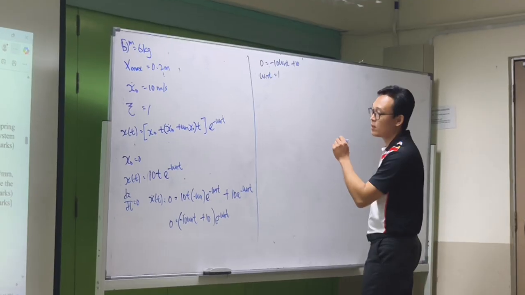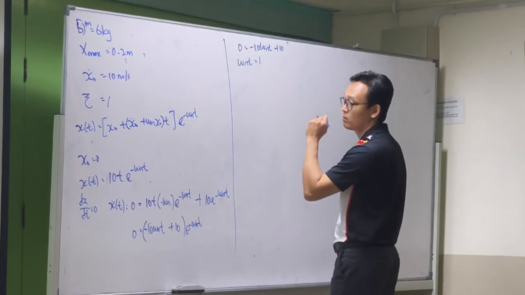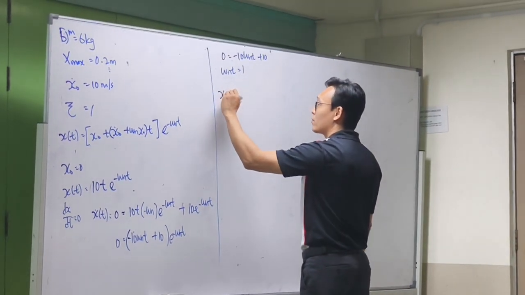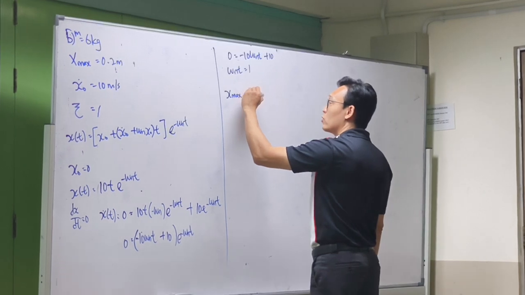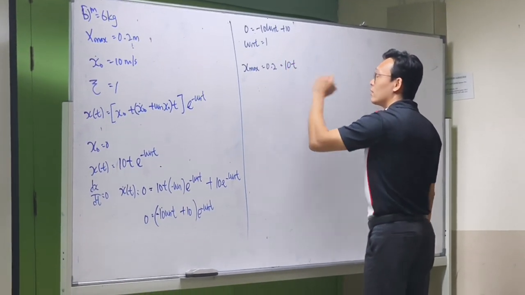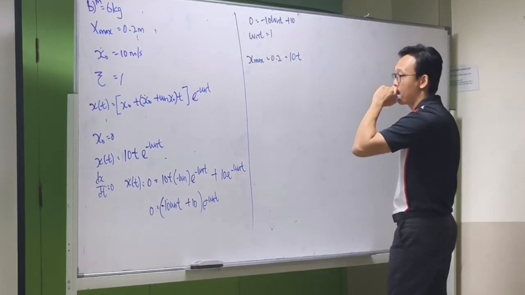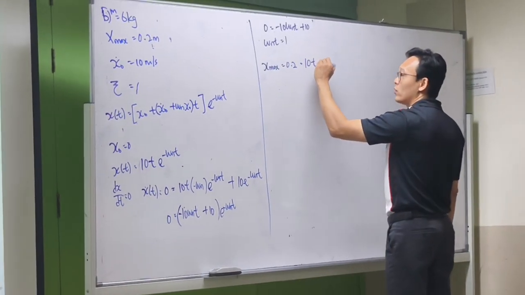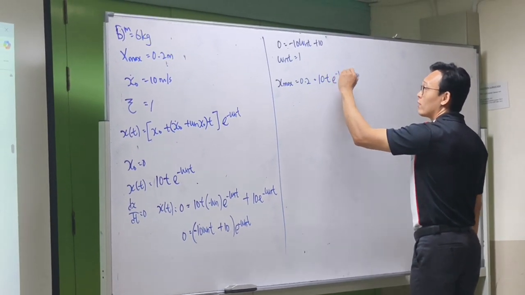So I substitute this into the equation. X max equals 0.2 equals 10 t, exponent negative 1.